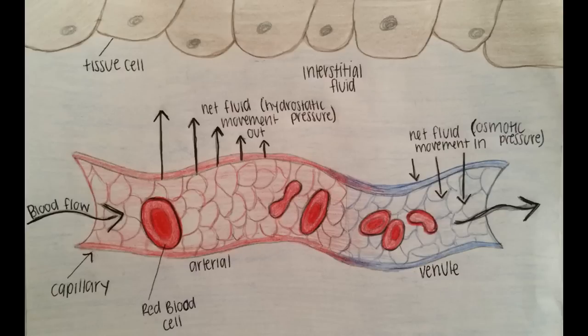In this image, one can see interstitial fluid surrounding the capillary, as well as one can calculate the net filtration pressure. This can be done by finding the difference between the net hydrostatic pressure and the net osmotic pressure. This overall force is responsible for moving fluid across the capillary walls.